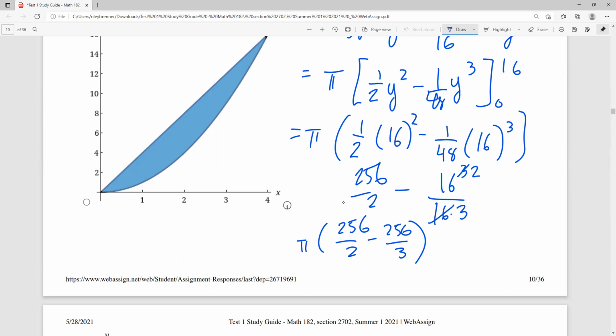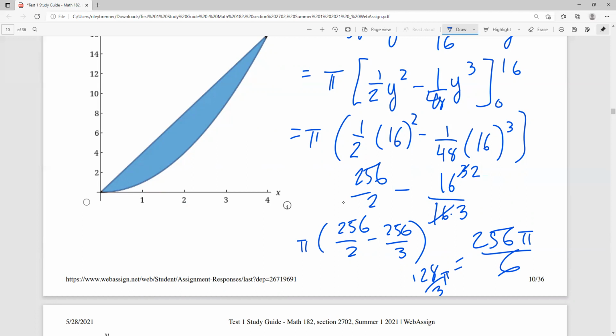This would be 256 pi over 6, right? I think. And then you can simplify that further by dividing it by 2 or something. So what's that? 128 over 3 pi. I think that's the answer. That is the answer? Perfect. Okay, I can do math.